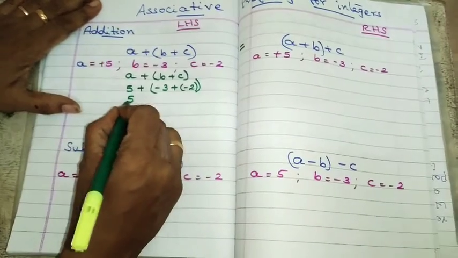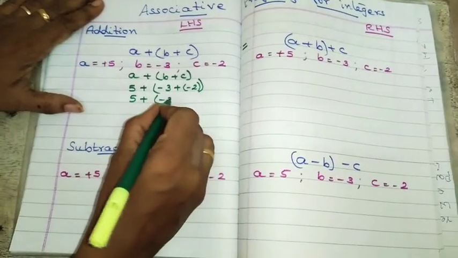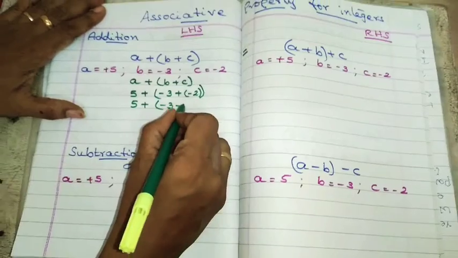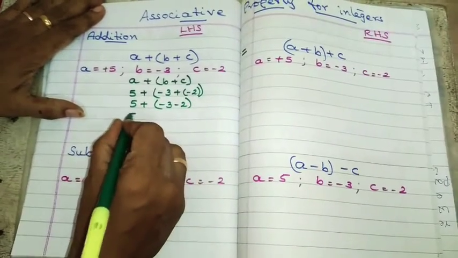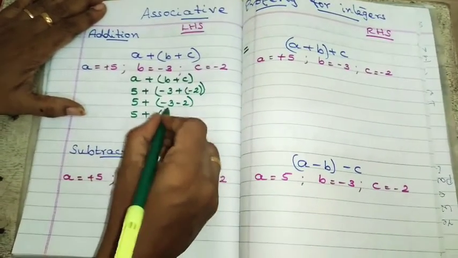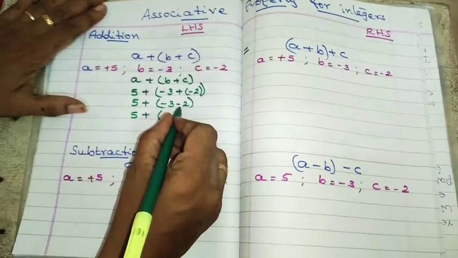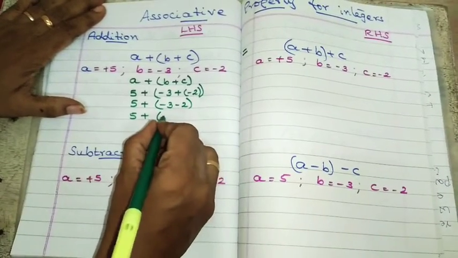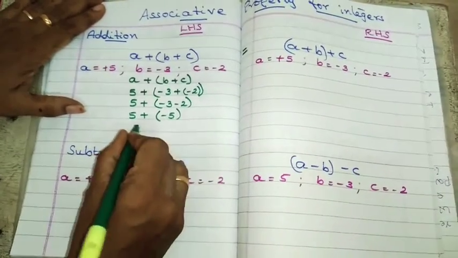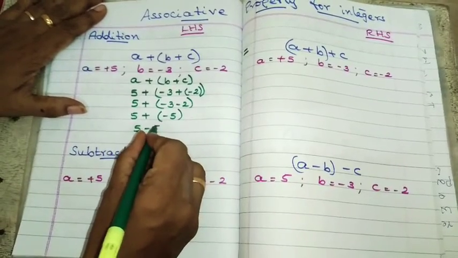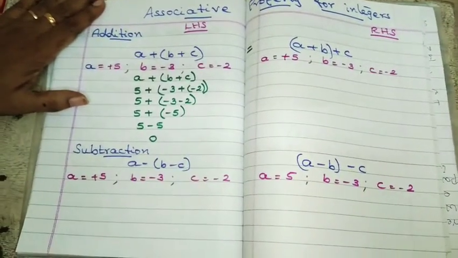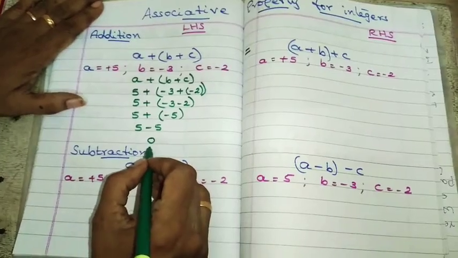Now 5, have 5 as it is, minus 3 plus into minus, minus 2. Now both the numbers have the same sign, add and put the same sign, minus. So 5 plus into minus, minus, my answer will be 0. So for LHS I have got 0.